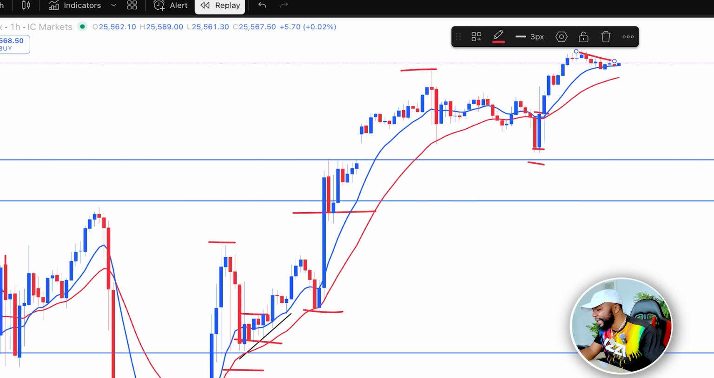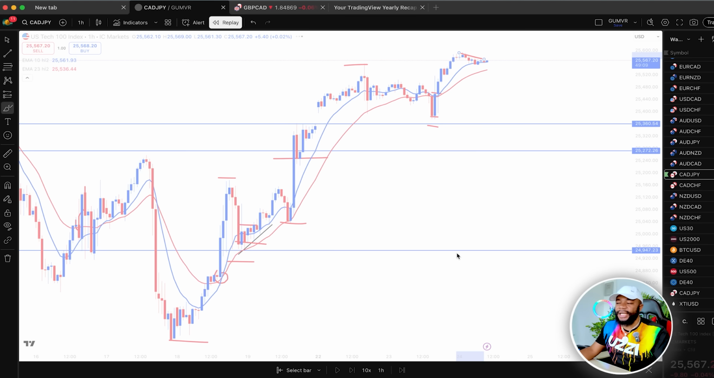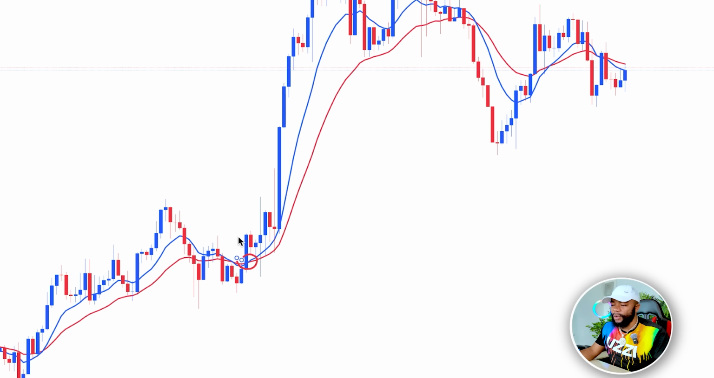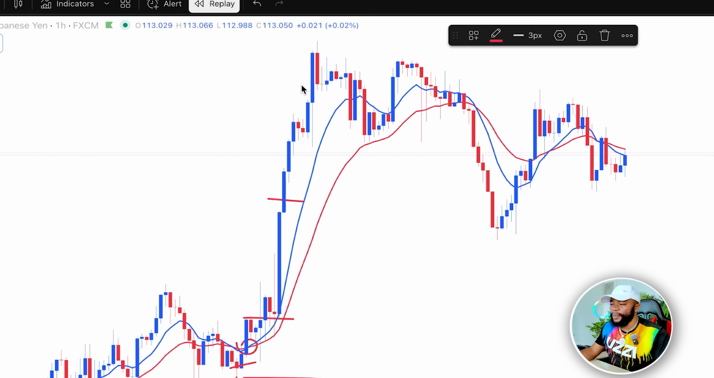Go on any asset, bro, any asset. Check any, check CAD JPY. The same thing. This would have been the cross of the candle. Buy signal would have been here. Stop loss here, TP right here. Risk to reward of 1:2. Pulling back here, fib would have run from here to here.